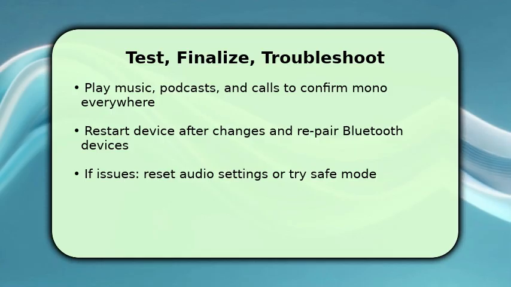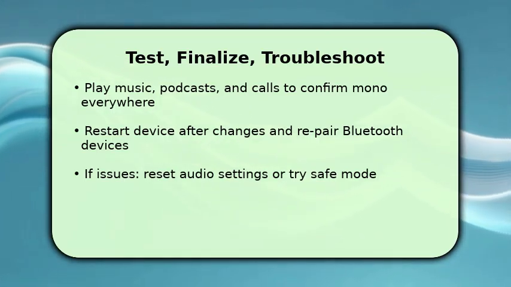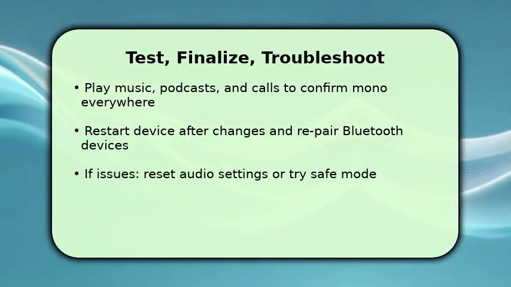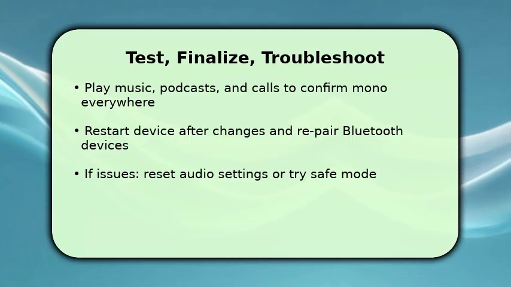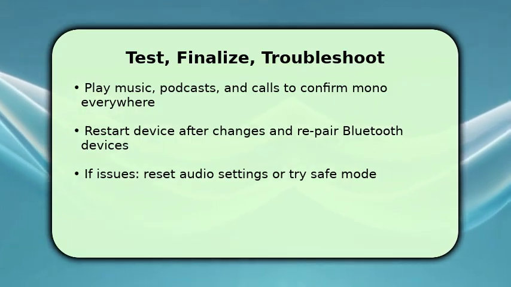If you still hear stereo separation, reset any equalizer or per-app audio settings. Consider booting to safe mode to rule out third-party interference. If problems continue, clear system audio cache or restore accessibility settings. This typically resolves stubborn issues.